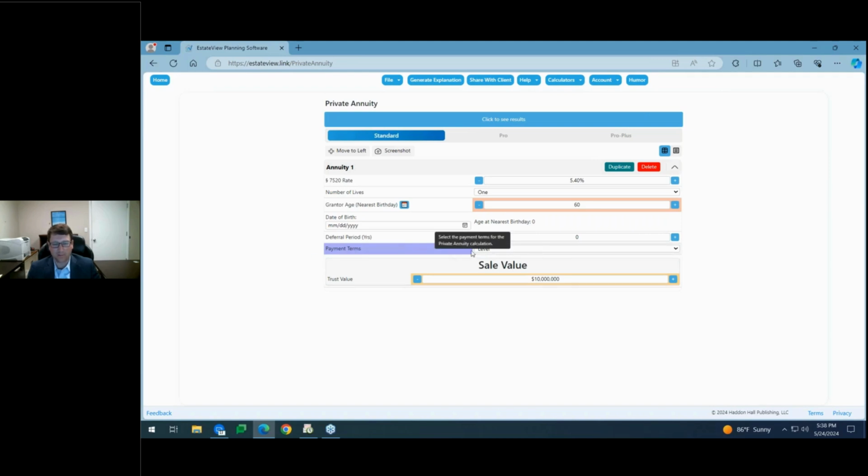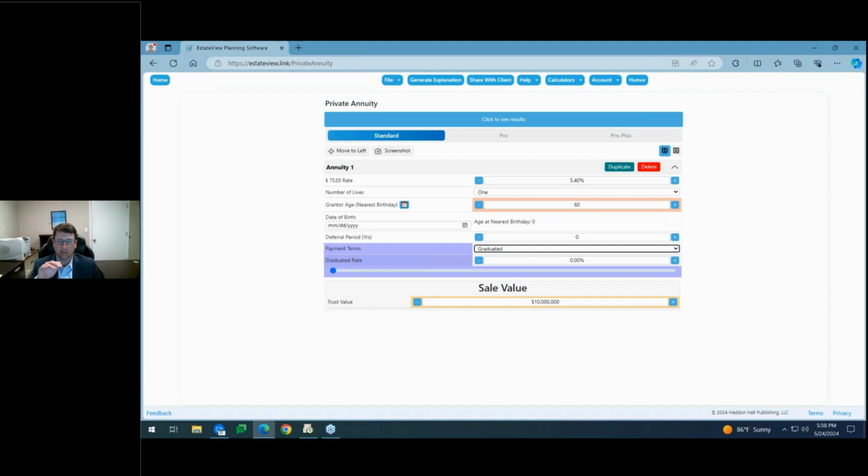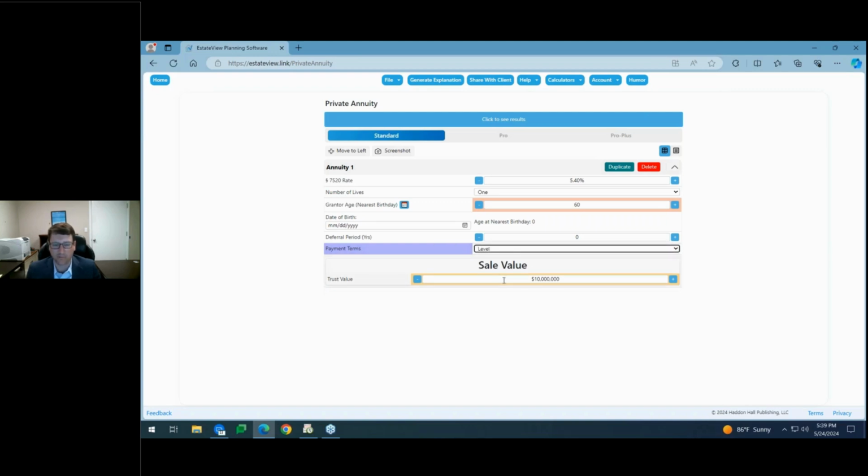What are the payment terms going to be? Will they be level, meaning the same annuity every year for the rest of my life, or will it be graduated, meaning it can start at one amount and then increase each year as I get older? The most you can do there is around 20% per regulations. So you can see the sliding scale here maxes out at 20. You can click up and down, or slide the scale, whatever you want to do there. We're going to go with a level annuity for simplicity.